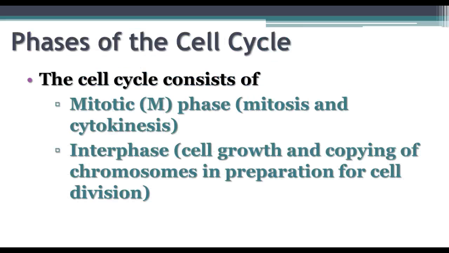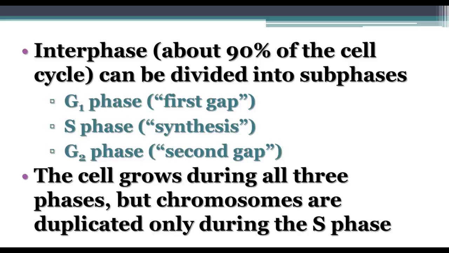The cell cycle consists of that mitotic phase, the M phase, and a period of time called interphase. And during interphase is when everything else happens in the cell other than mitosis. So as the cell is growing, doing its everyday job that it needs to do, preparing for cell division, all of that part is called interphase. The interphase is made up of three subphases, which together account for about 90% of the cell's life cycle. The G1 phase, which is the first gap phase, the S phase, which is synthesis or the copying of the DNA, and the G2 phase, which is the second gap.